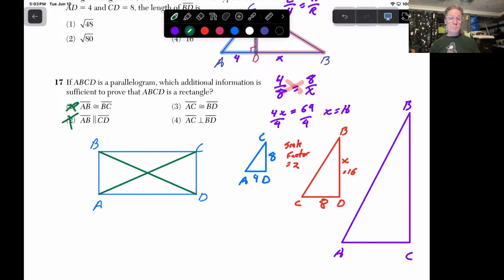And if you're in doubt, take out a ruler and measure them. You can measure and see, hey, are they the same length? Yeah, they are. Diagonals are congruent, and that's a fact about a rectangle. AC perpendicular to BD, no, that's a rhombus. So that's out. Okay. That's my pro tip for the day. If you're trying to prove or disprove a rectangle, sketch the rectangle.